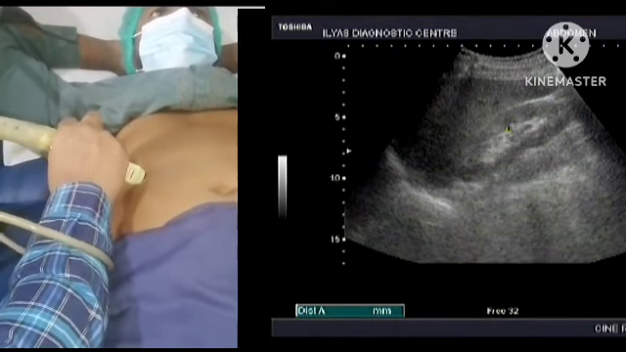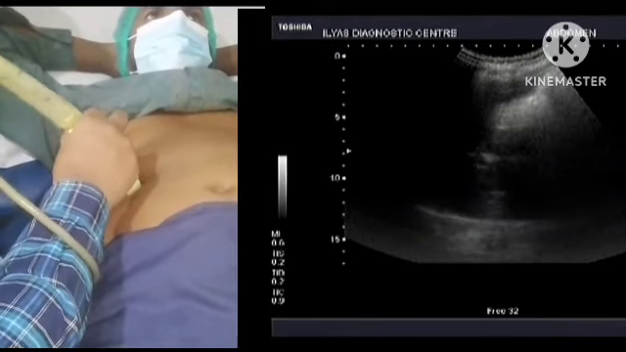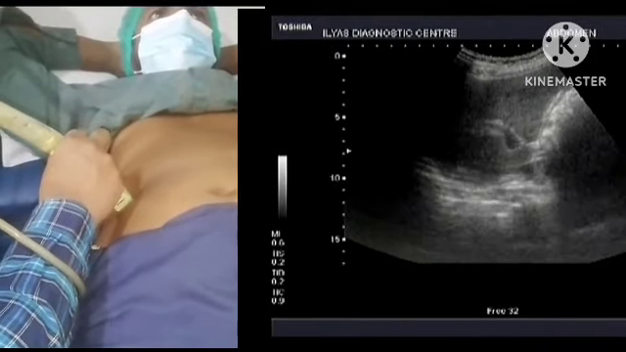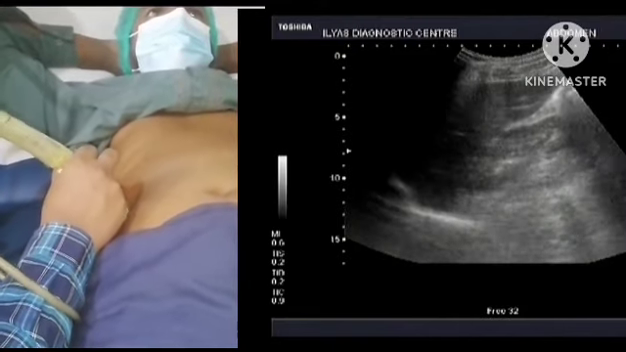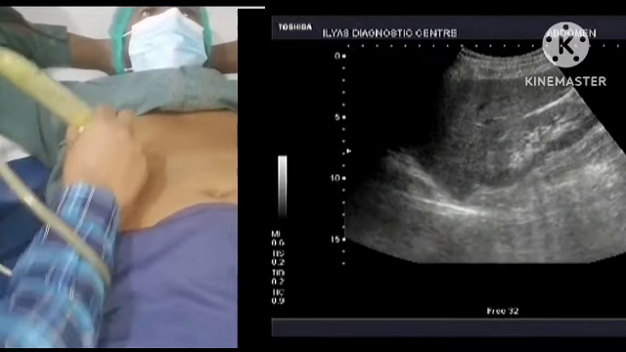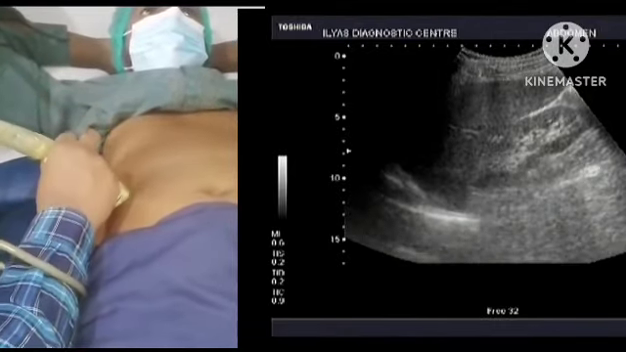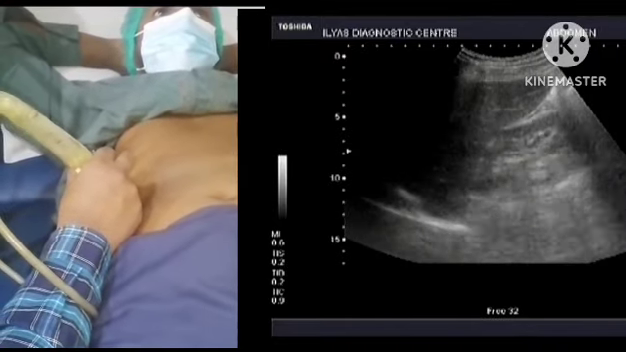Now we will come again. I started from the right lumbar region a little bit anteriorly, and I started moving my probe just a little posteriorly, and you can see that just by a slight movement of the probe I can visualize the kidney. You are not supposed to move your probe like this. No, just move a little bit downward and you will be visualizing the kidney.